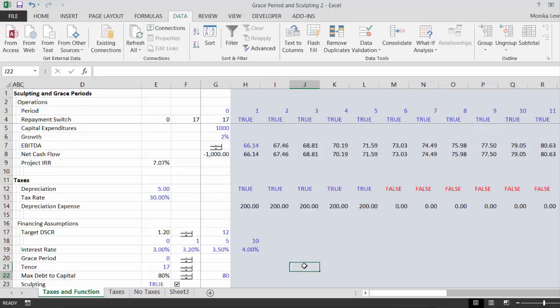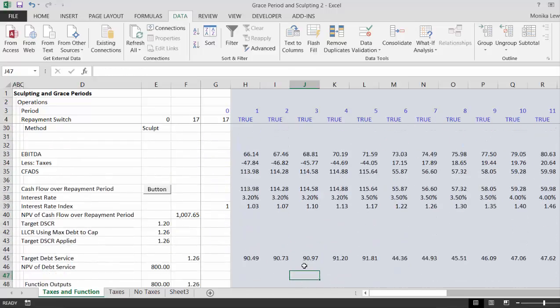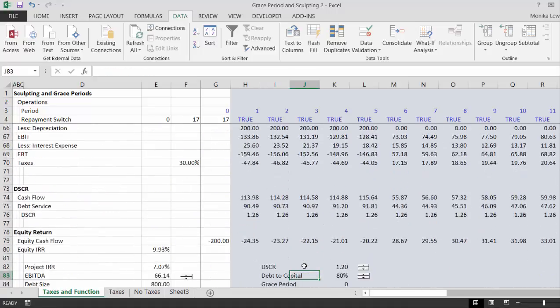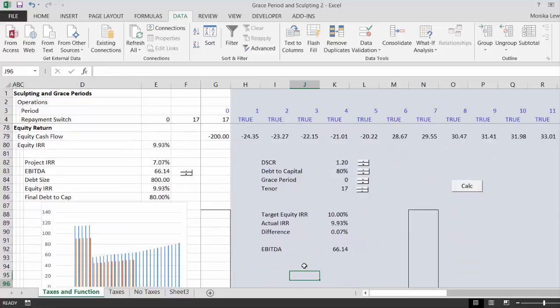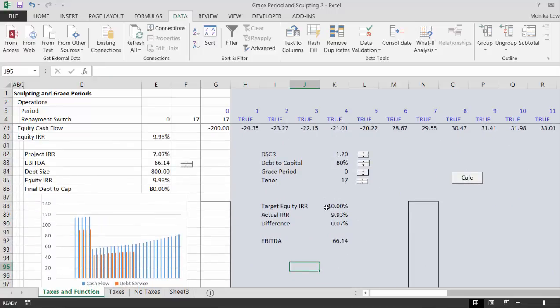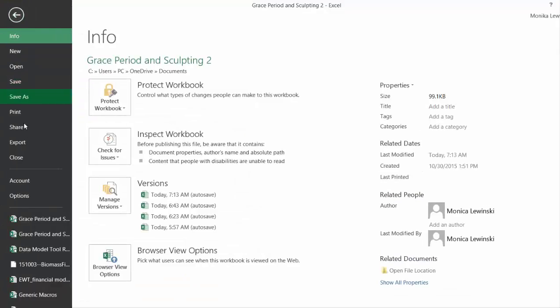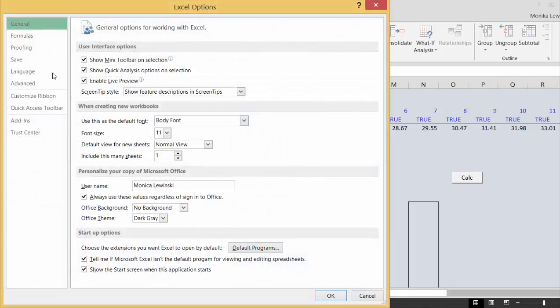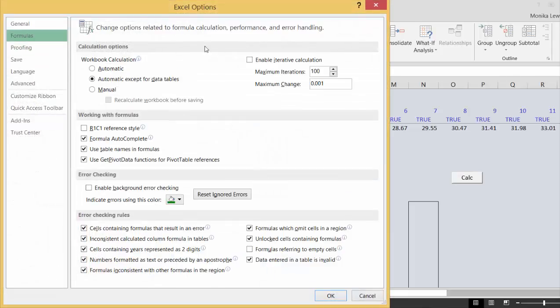So now we can try to see. Okay, so I guess I'm not going to worry. Well, shoot, I'll worry about that. If we go to File, Options, and we go to Formulas, and I think I keep getting this wrong. Can't remember.